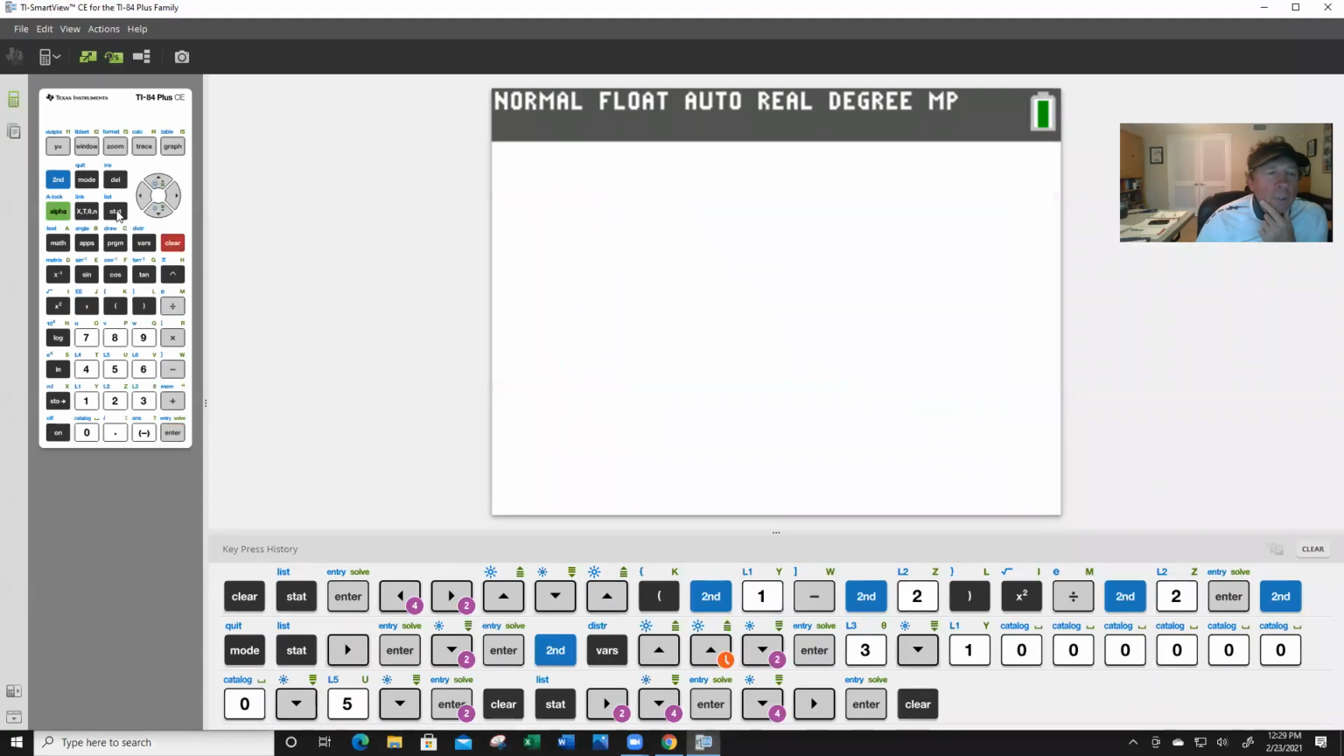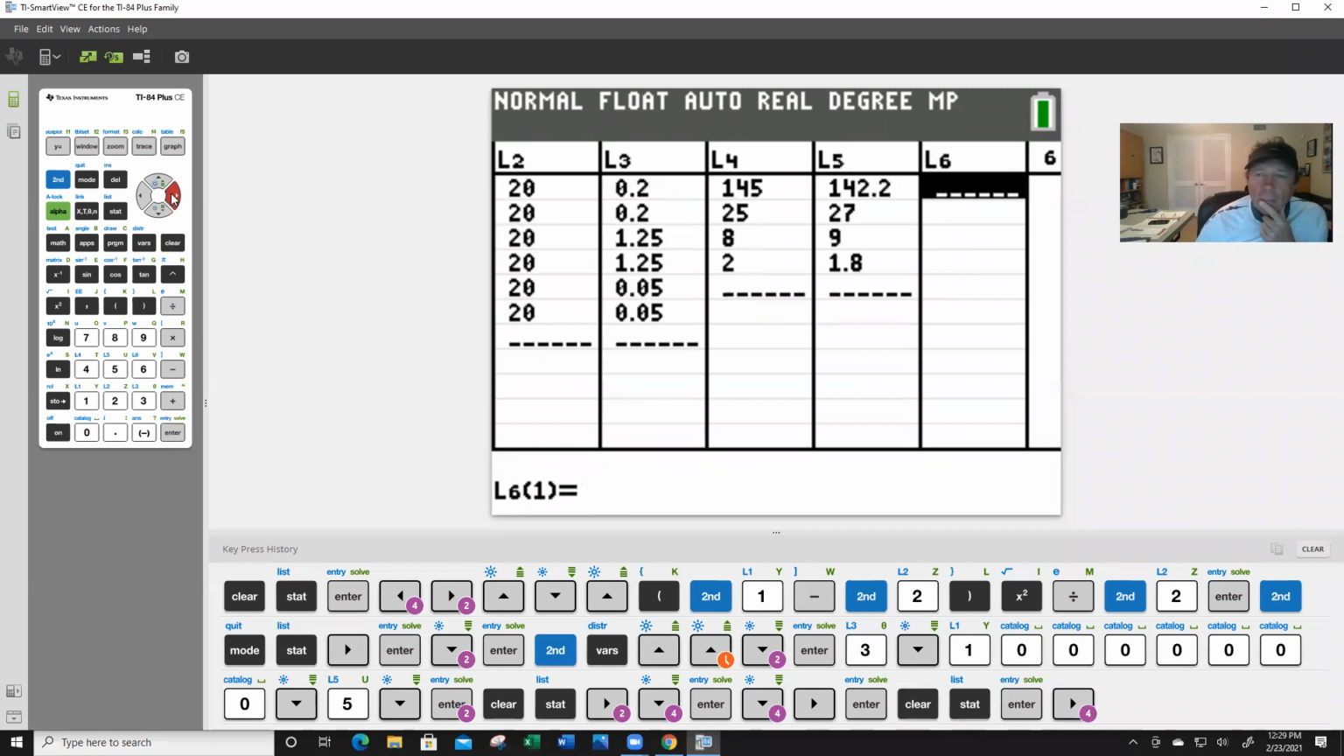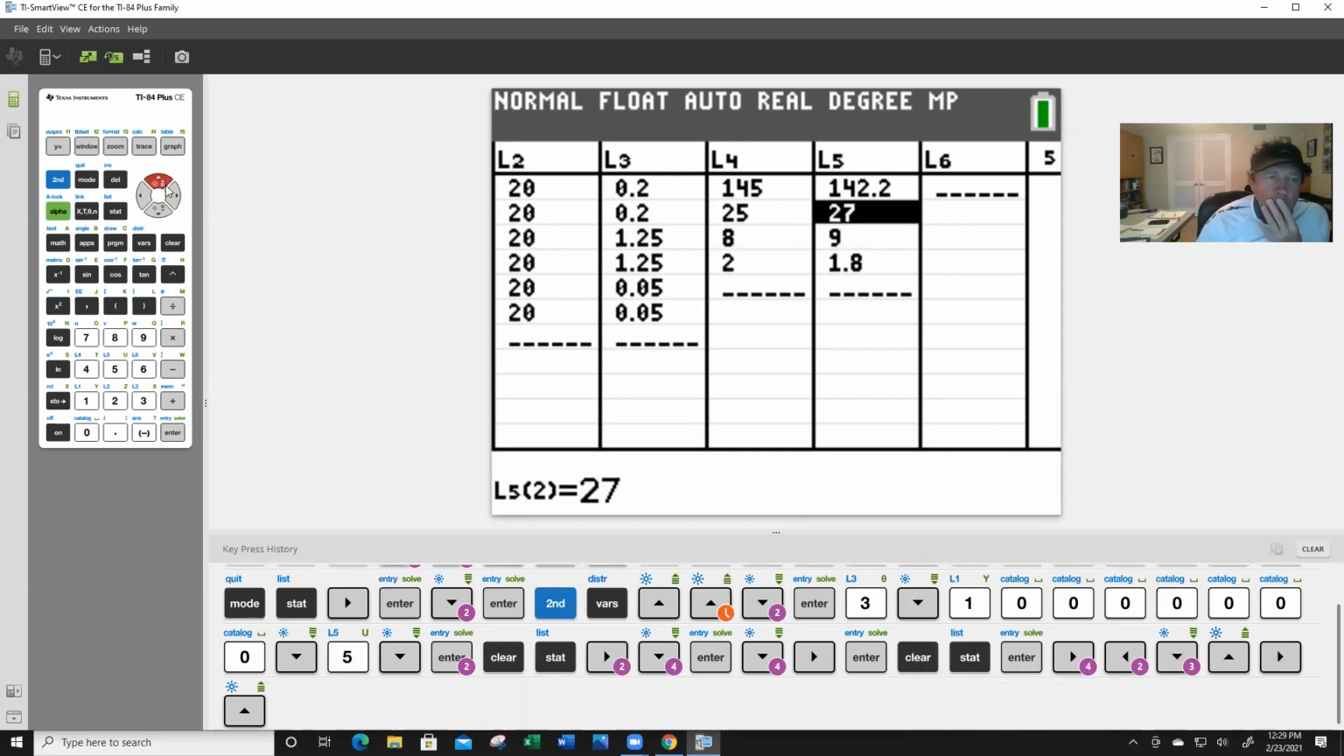What I did is I put it in L4 and L5 prior to the lesson here. So there, in L4, there's my counts. My degrees of freedom will be 3. And there's my expected.